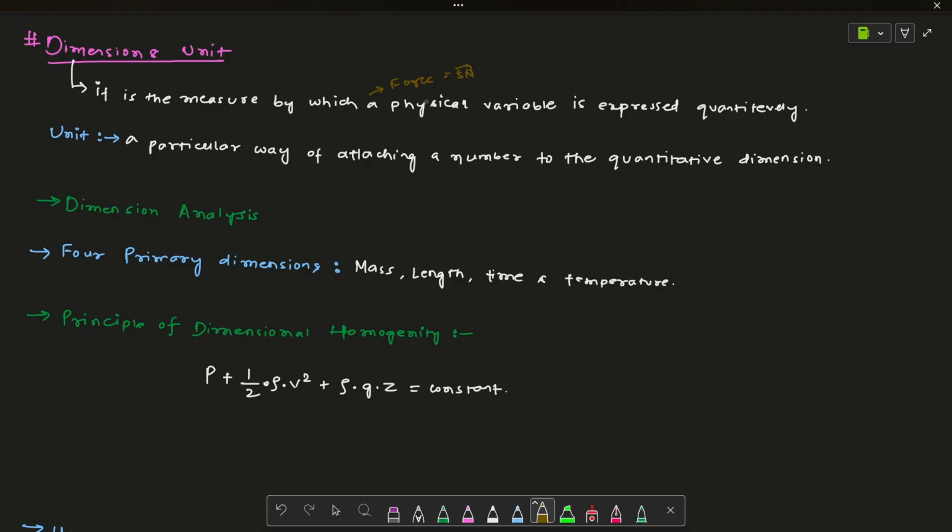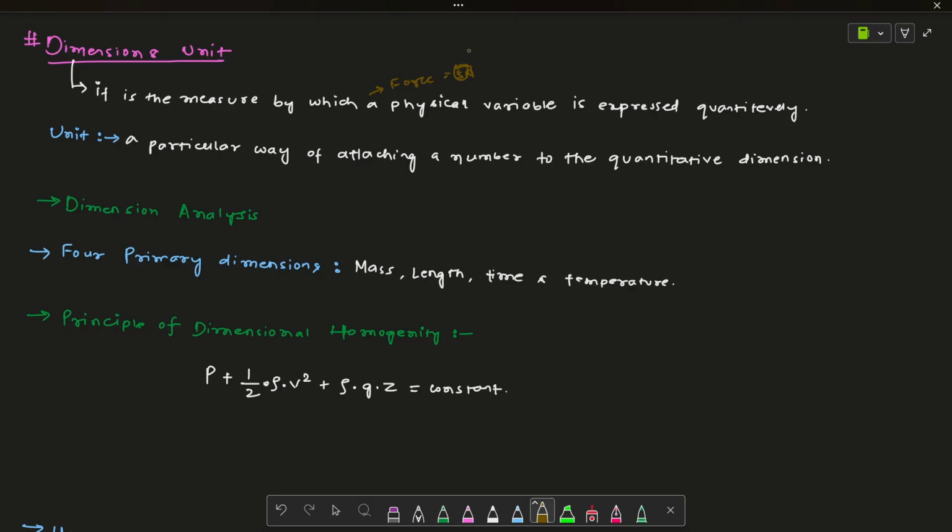And what is the unit? Unit is the particular way of attaching a number to the quantitative dimension. Say someone says 5 forces. You are not able to understand what 5 forces means: 5 kilonewton, 5 mega newton, 5 newton, anything. So the unit describes it completely, whether the force is 5 Newton or 5 kilonewton.